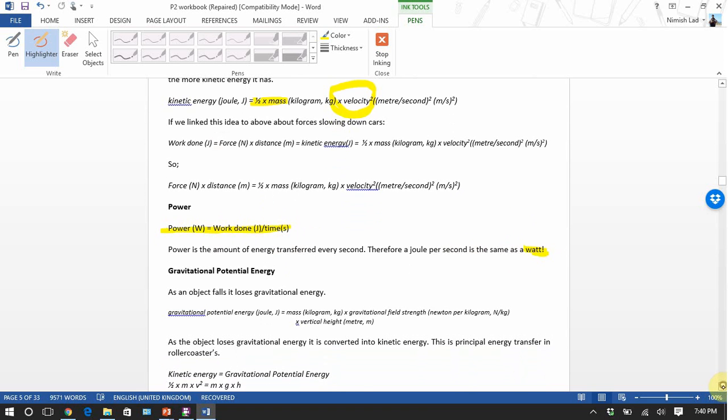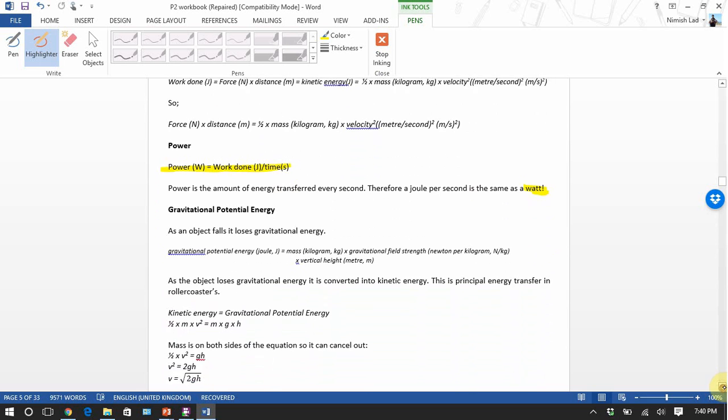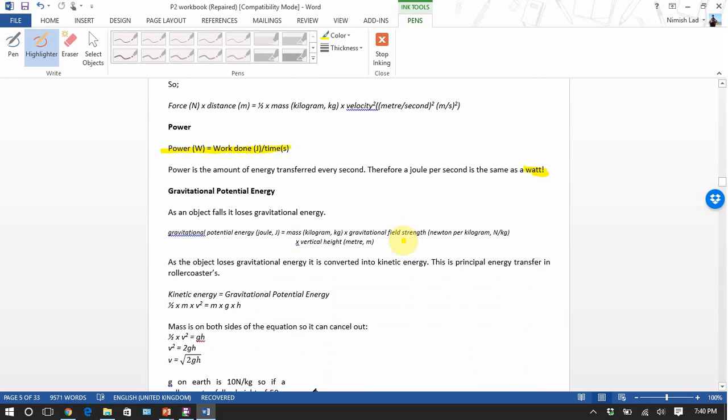Gravitational potential energy is pretty straightforward. It depends upon three things: the mass of an object, the gravitational field strength, and the vertical height that you're moving it through. So as it loses gravitational potential energy, and this is the key point over here, it's converted into kinetic energy. So as an object is dropped, it loses gravitational potential and becomes kinetic. As it's raised, the kinetic energy becomes gravitational potential energy. This is the idea behind roller coasters.